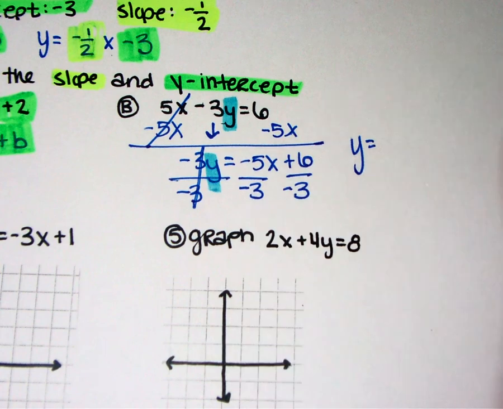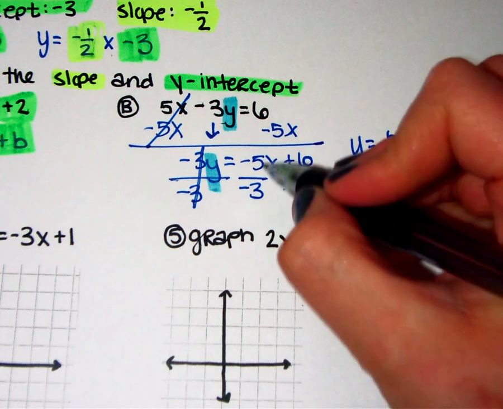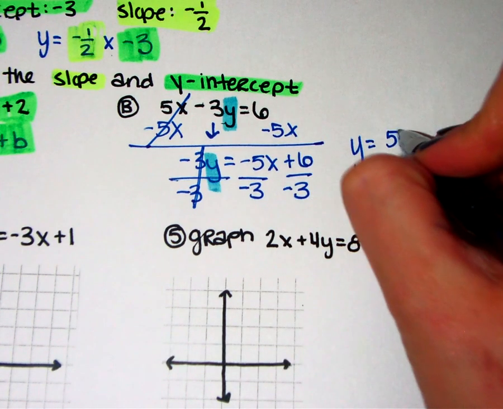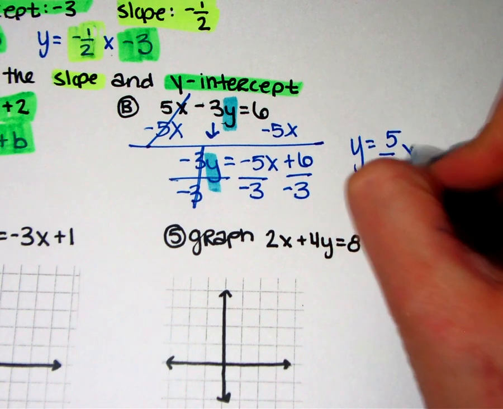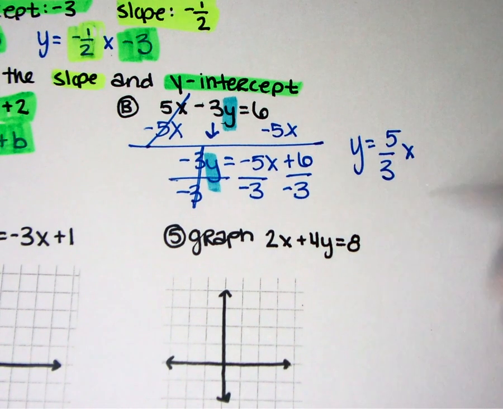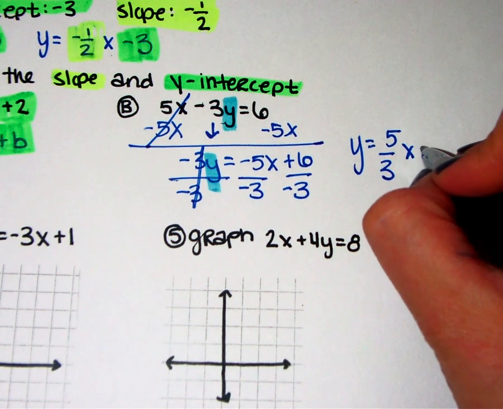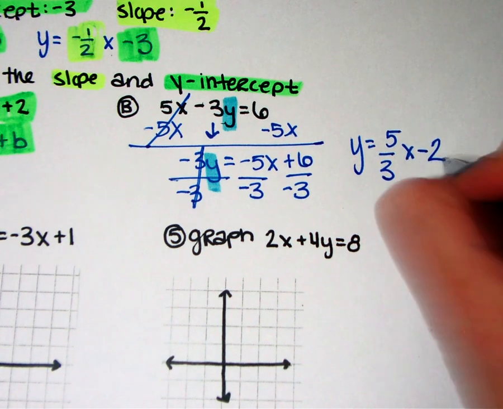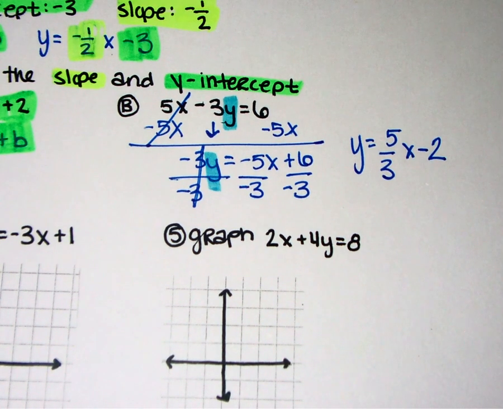-5 over -3 is a positive 5 over 3x. 6 divided by -3 ends up being a whole number of -2. If it was a fraction, just leave it in fraction form.